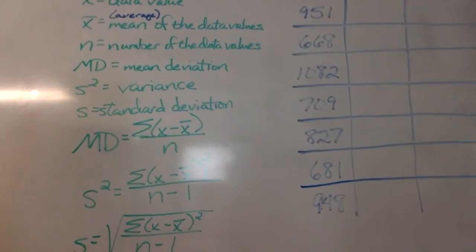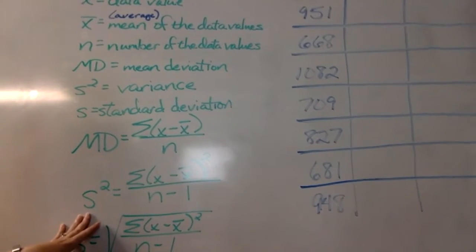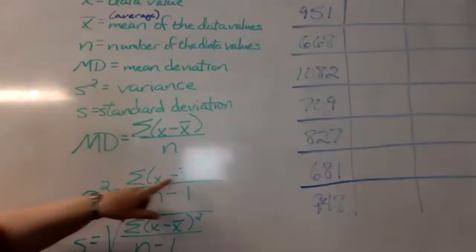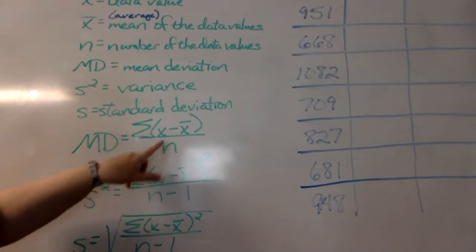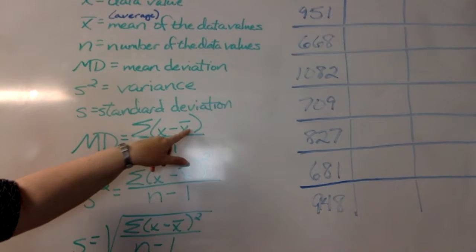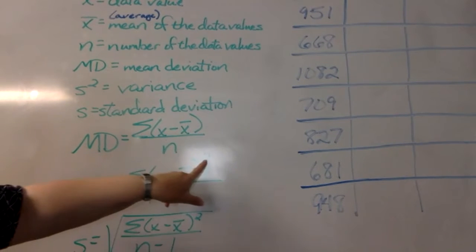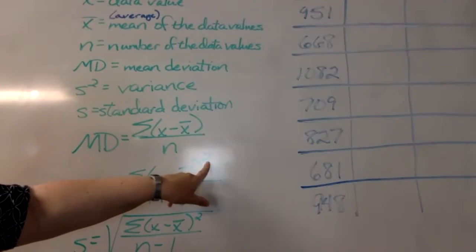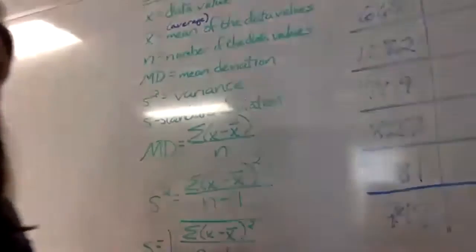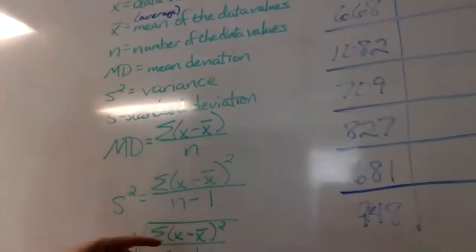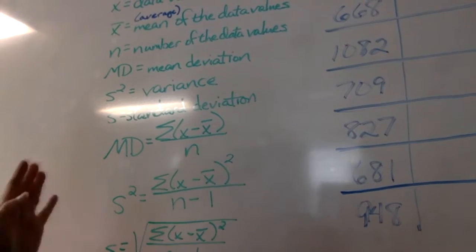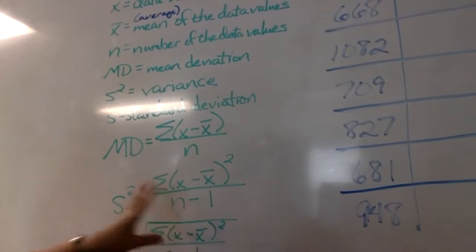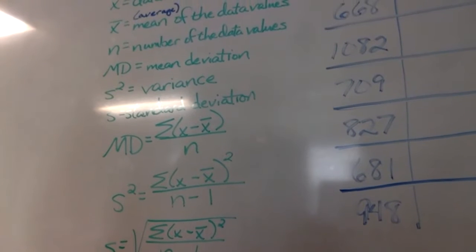The second formula is our variance formula, and it looks very similar to this one. You'll notice though that instead of just having the X minus the mean, they had to square that value, and then they had to subtract 1 from the N on the bottom. And we'll talk about that a little bit more, but I just want to make sure you have the formulas where you have them.